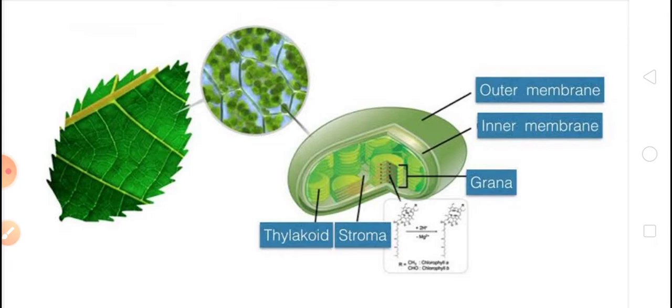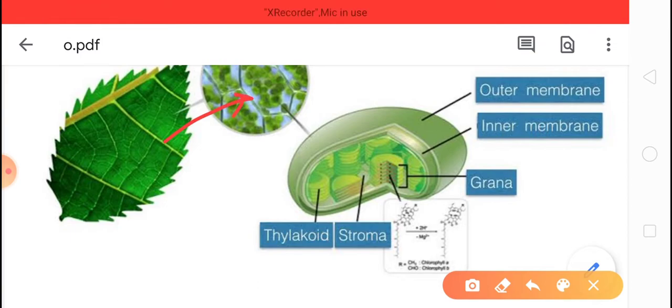Have you ever wondered what gives the plant its green color or why all the leaves are green in color? The green color of the leaves is due to presence of green color pigment called chlorophyll. That green color pigment, chlorophyll, present in leaf, and because of the chlorophyll, the color of leaf is green.